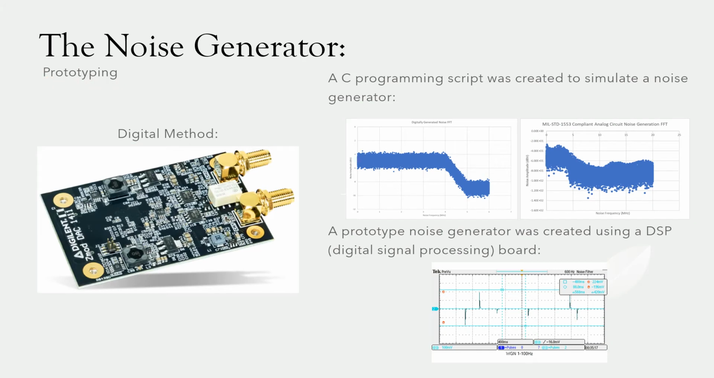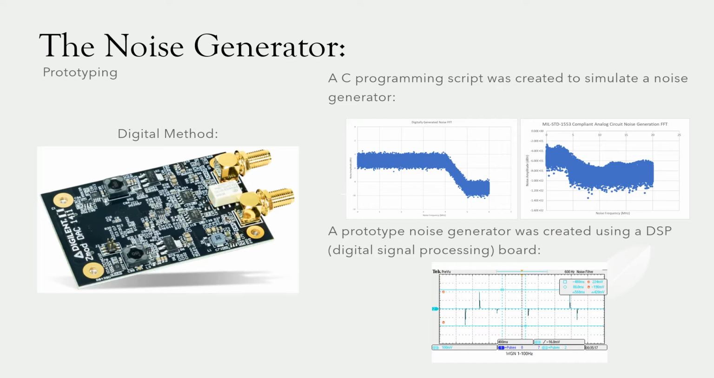Before we jumped off the deep end with going straight for the build of this digital noise generator, we would like to prototype. Before even prototyping, we thought it would be a good idea to simulate. So a C programming script was created to simulate a noise generator. The amplitudes of this noise generator were created using two random variable functions in C. These random variable functions are uniformly distributed, but using a clever equation, we can turn them into a normal distribution.